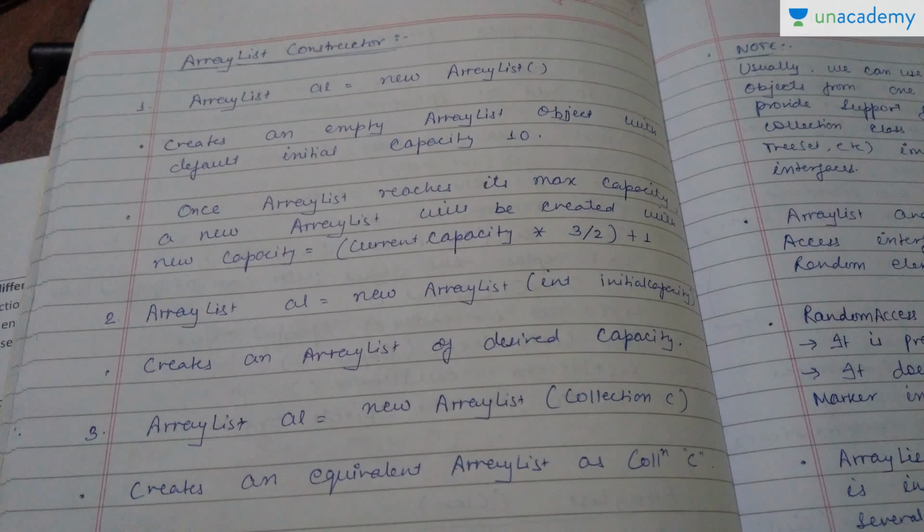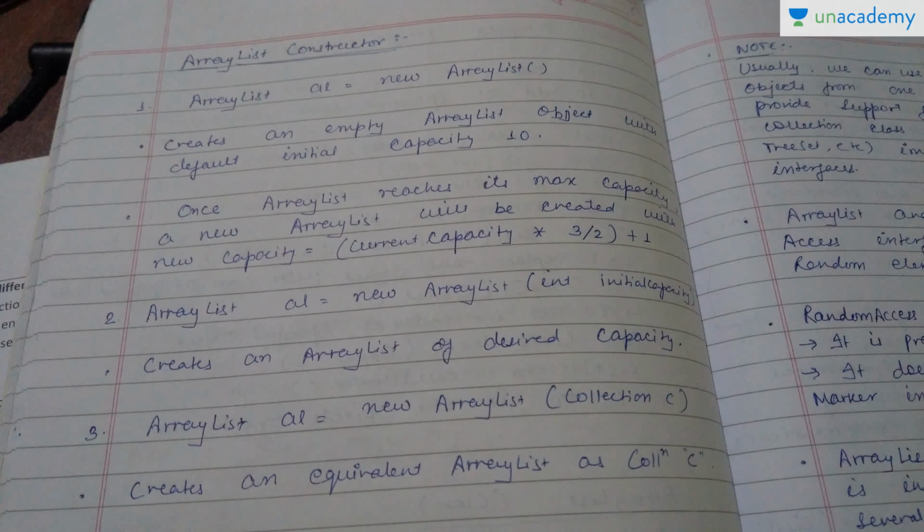Once the ArrayList reaches its max capacity, it means we have 10 spaces and we have filled all 10 spaces with elements. Now I want to insert the 11th element. At that point, the ArrayList will be created with a new capacity, and the new capacity is equal to current capacity * 3/2 + 1. If the current capacity is 10, then it will take the value 10, multiply it by 3/2, and the whole will be incremented by 1.